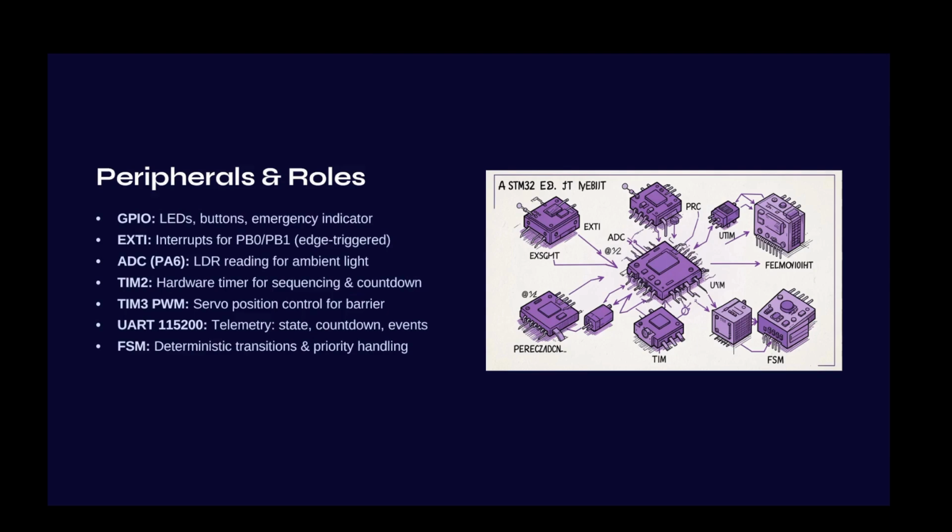Night mode. The LDR continuously measures ambient light. If the environment becomes dark, the system automatically changes to flashing yellow mode. When daylight returns, it resumes normal operation.